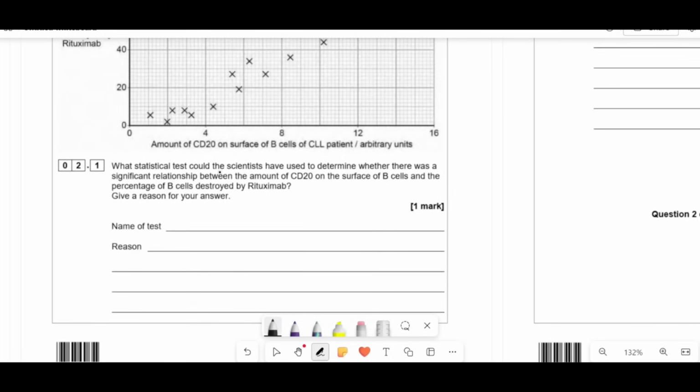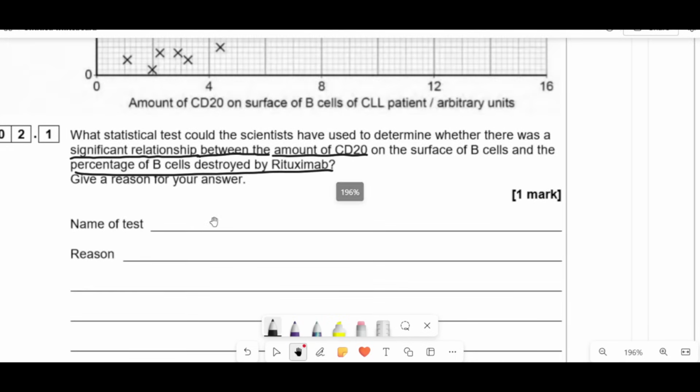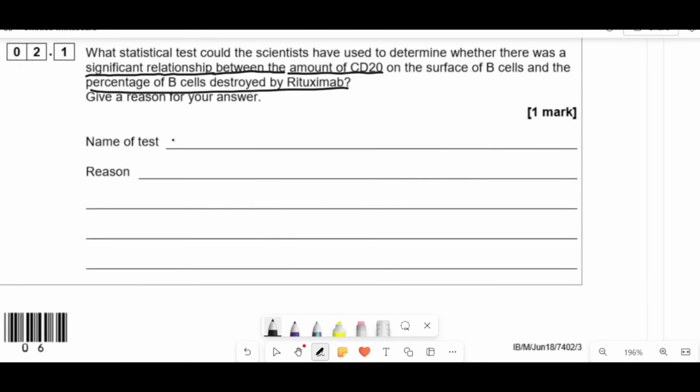So then it says, what statistical test could the scientists have used to determine whether there was a significant relationship between the amount of CD20 on the surface of B cells and the percentage of B cells destroyed by rituximab? Give a reason for your answer. So we're looking to see if there is a link between one thing and another, as in a correlation. So what you're going to do is work out your correlation coefficient.